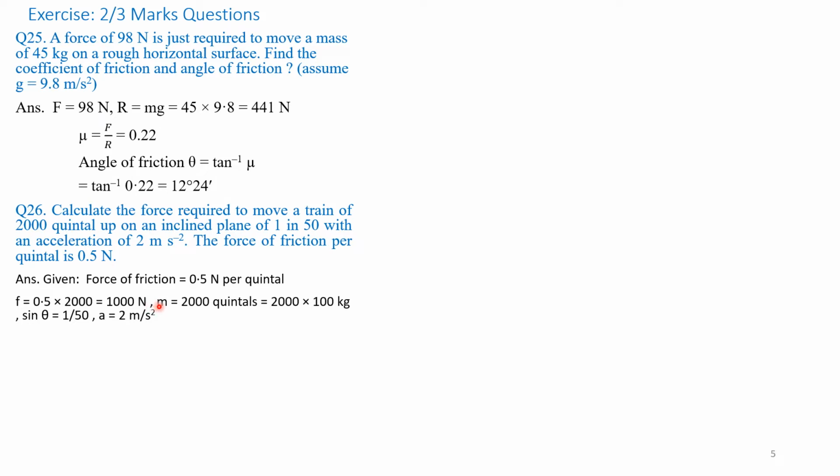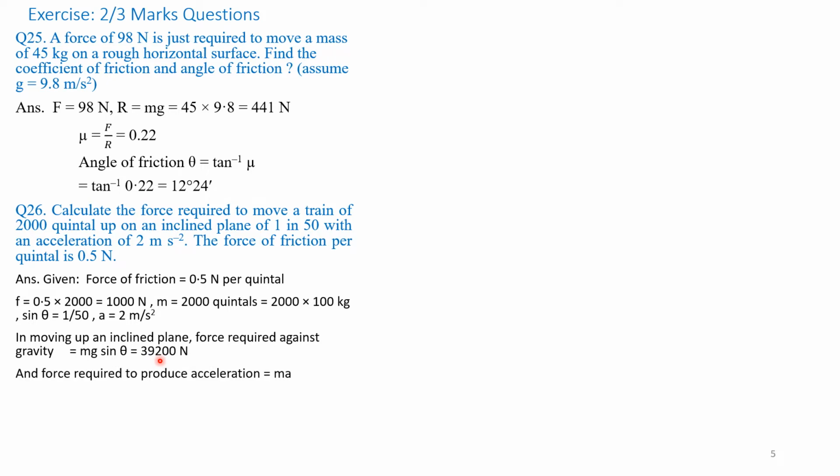And the mass of 2000 quintals has to be converted into kgs. Therefore, it becomes m is equal to 2000 into 100 kg. And sin theta is given as 1 by 50 and a is also given as 2 meters per second square. Therefore, the force required to move against the gravity is mg sin theta. That is m is 2000 into 100, g is 9.8 and sin theta is 1 by 50. Substituting the values of m, g and sin theta, we get 39,200 newtons. That is the force against gravity.